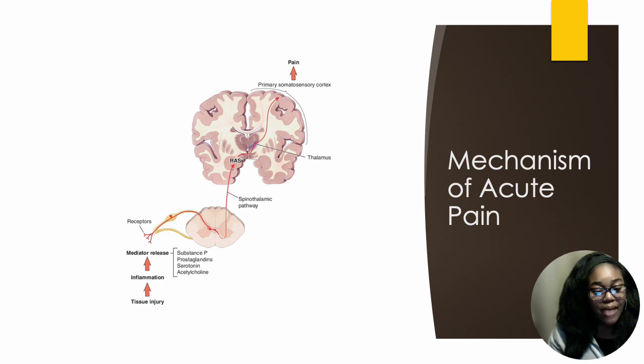And here is your concept map regarding that pain. So you have tissue injury, which leads to inflammation. As we've learned in previous chapters, one of the cardinal signs of inflammation is pain. So once we have pain, that releases your mediators, in particular substance P. We have serotonin, acetylcholine, and your prostaglandins. That sends a signal to your receptors, and that receptor carries your signal all the way through your spinothalamic pathway. Again, it goes through your spine to the thalamus, and then it helps to send that signal to the primary somatosensory cortex, which tells your body that you're having pain.